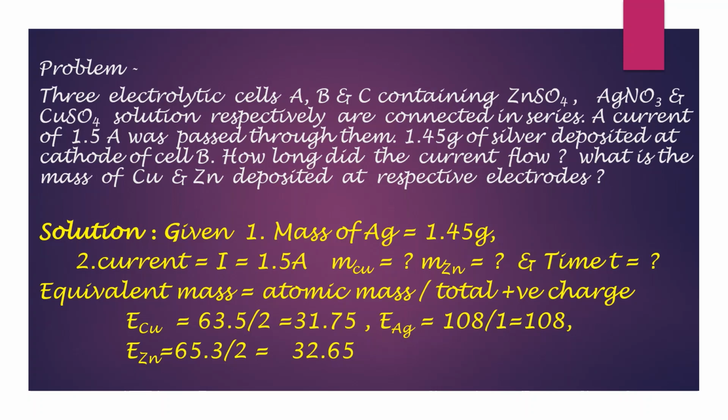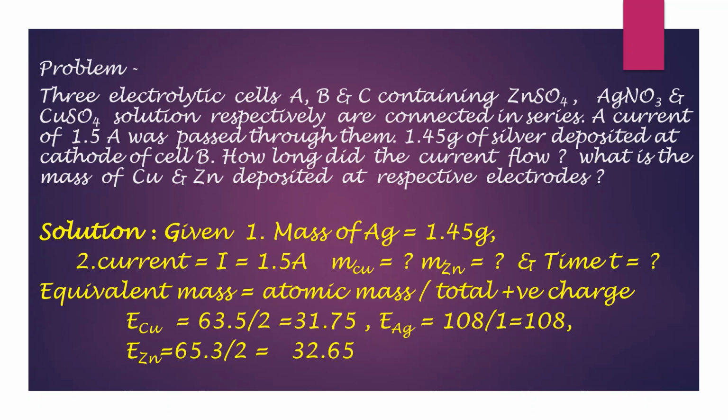Similarly, the equivalent mass of zinc is equal to the atomic mass of zinc divided by the total positive charge of the Zn2+ ion. So the atomic mass of zinc is 65.3, and the total positive charge of the Zn2+ ion is 2. So 65.3 divided by 2 will be 32.65. So 32.65 is the equivalent mass of zinc.